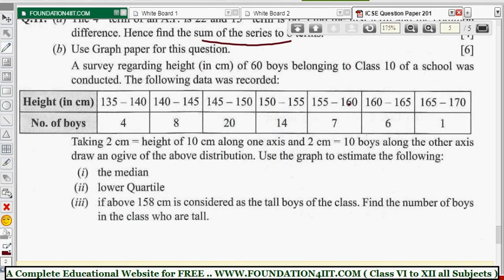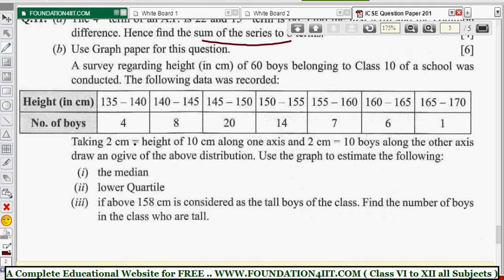Use graph paper for this question. A survey regarding height in centimeters of 60 boys belonging to class 10 of a school was conducted. The following data was recorded: height in centimeters and number of boys. So for 135 to 140, there are 4 students, and for 140 to 145, 8. So this is the given data.